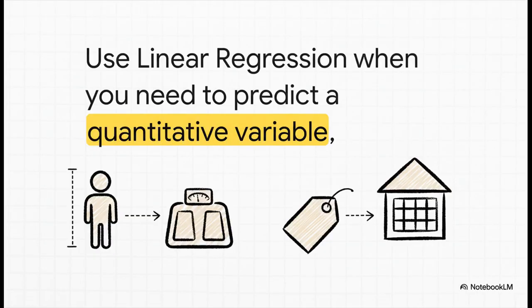So, at the end of the day, you use linear regression whenever you're asking how much or how many. For example, based on a person's height, what's their predicted weight? Or based on a house's size, what's its likely price?